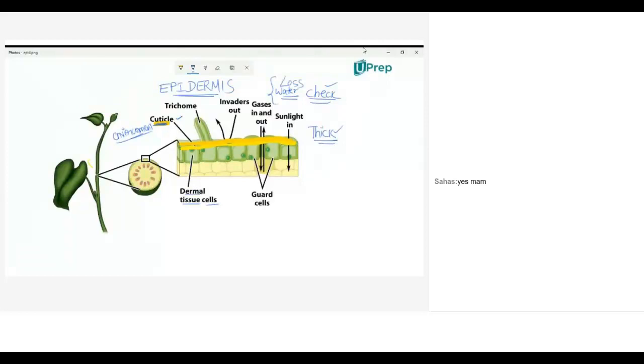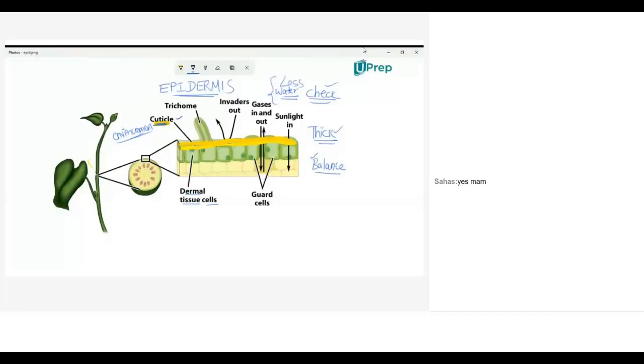The cuticle is a thick layer which will put a check on the continuous loss of water. So on one hand, we have to check total loss of water. On the other hand, water loss also has to happen. So both have to be balanced. One way, the cells of the plant have to lose water, and the other way, they have to control the loss of water. How can the balance be done in controlling and checking the loss of water?